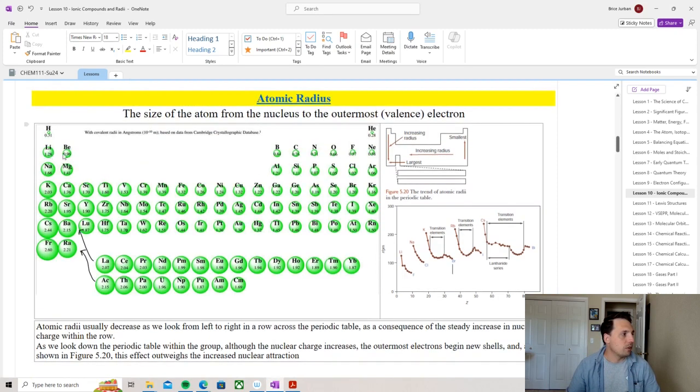So as we go from lithium to beryllium, beryllium has 4 protons, and so it's going to have a larger pull on those electrons. But as we look down the periodic table, the nuclear charge is still increasing. So as we get to sodium, why is sodium larger? Well, that's because the outermost electrons begin a new shell, and those new shells are a lot further from the nucleus. So this effect outweighs the increased nuclear attraction.